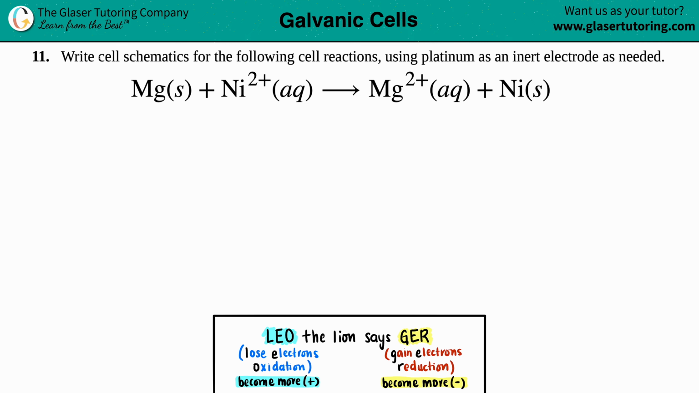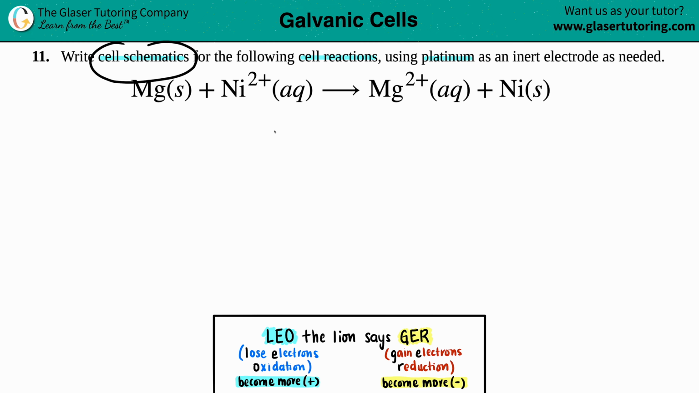11. Write cell schematics for the following cell reactions using platinum as an inert electrode as needed. Okay, easy enough. So we have magnesium solid plus nickel 2 plus aqueous yields Mg2 plus aqueous plus nickel solid. And from here, we have to write a cell schematic.